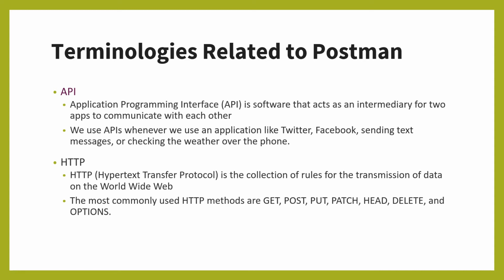And whenever this API invocation occurs, there is always a transfer protocol or transport protocol which is used, and HTTP is this transport protocol which is supported by Postman, and it is the one which is quite widely used throughout the industry. HTTP is nothing but a collection of rules for transmission of data over the web. HTTP has different methods associated with it. They are also called verbs, which are get, put, post, patch, head, delete, and options. Most of the time we make use of the get, post, and put methods. The other methods are not used that frequently.